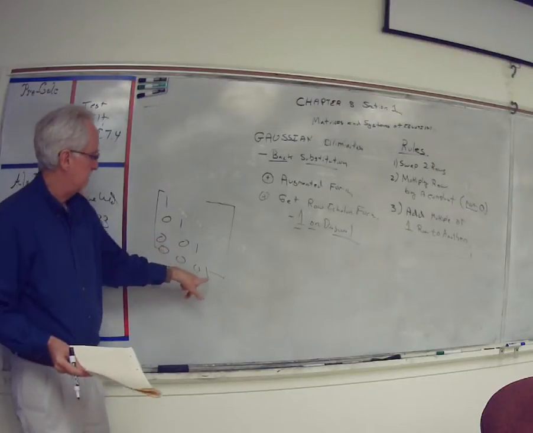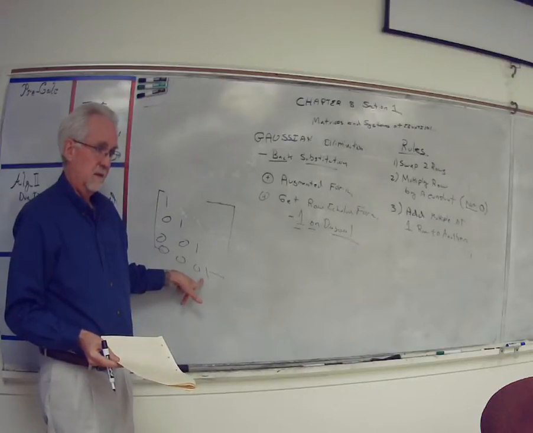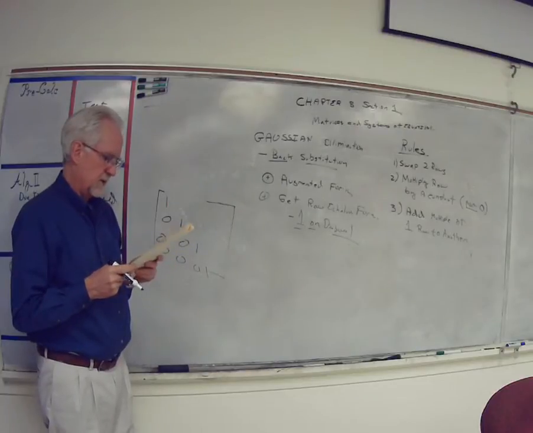Now, why do you do that? Because then this 1 tells you what your last variable is. Does that make sense? Yes, sir. And what rules can you do? You can just do those 3 rules.